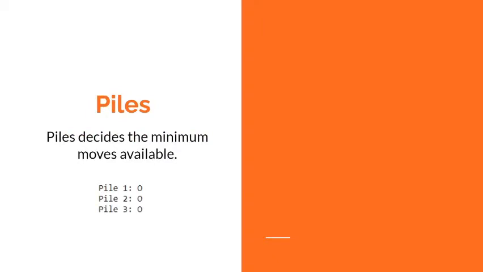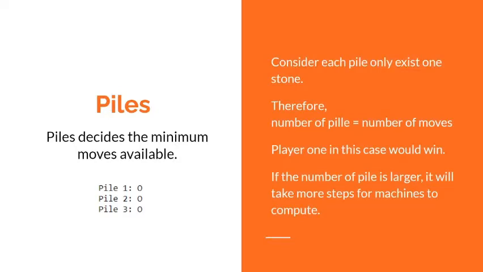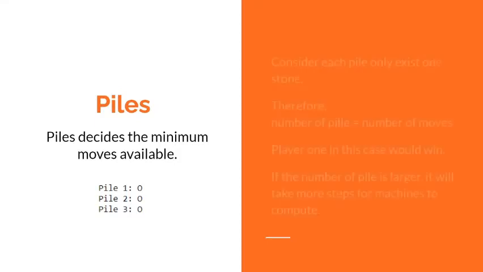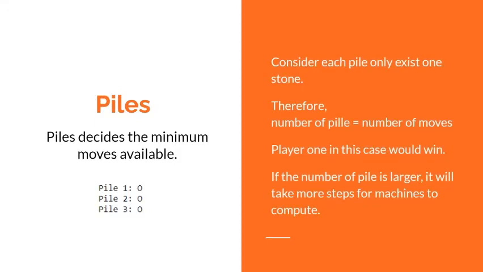The second factor is the number of piles. This decides the minimum moves available and also who the winner is. In this example, we have 3 piles, and each pile has one stone on it. So the starting player here will always win because the number of piles is odd. And if we have an even number of piles, for example 4, and each of them has only one stone, then obviously player 2 will win. That is just a basic example, but it explains.